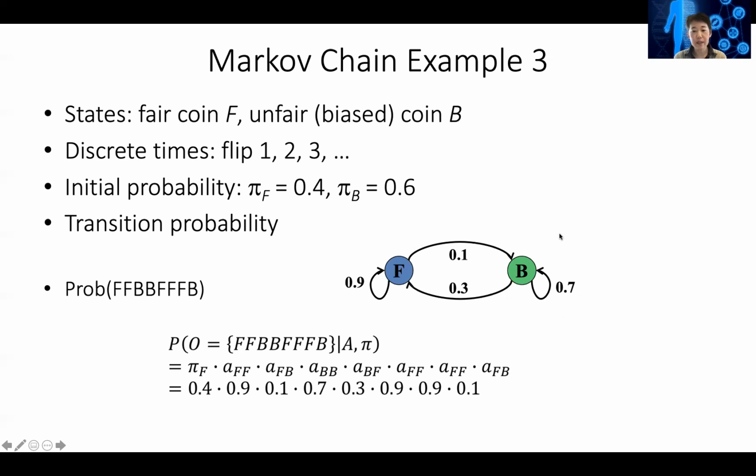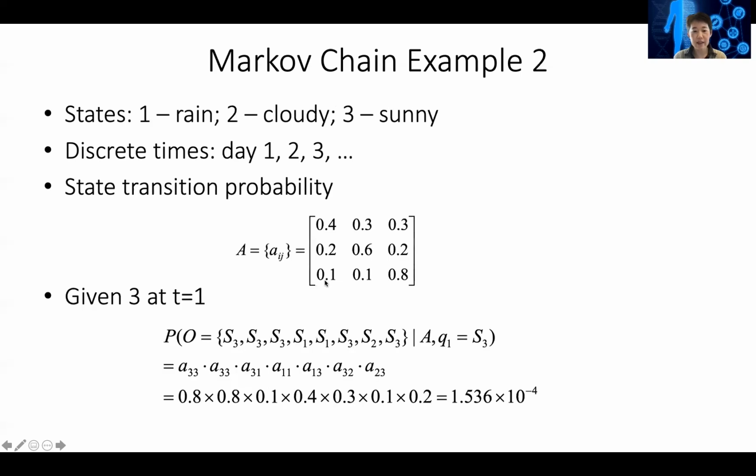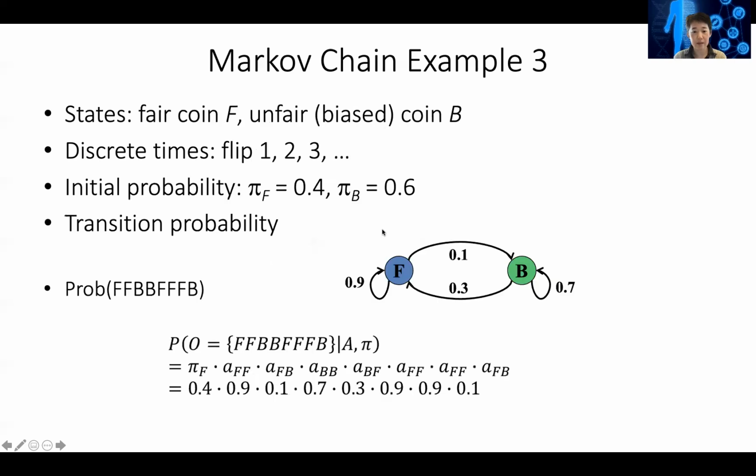And for the transition probability, we can write it as a matrix like this, but you can also imagine writing it something like this. If I'm already using a fair coin, the likelihood I will use a fair coin again is 0.9, or I use the other coin, the biased coin, which is 0.1. But if I'm on the biased coin, 70% chance I will use the same coin, but 30% chance I'm going to flip to the fair coin.